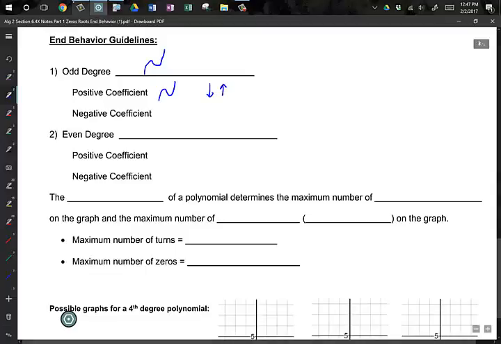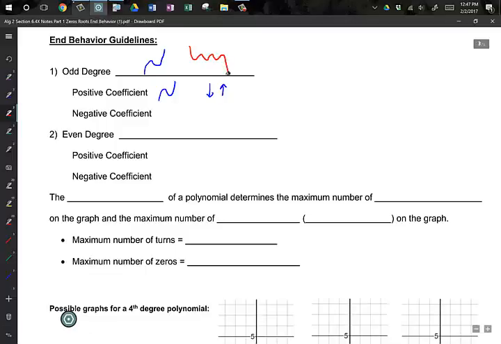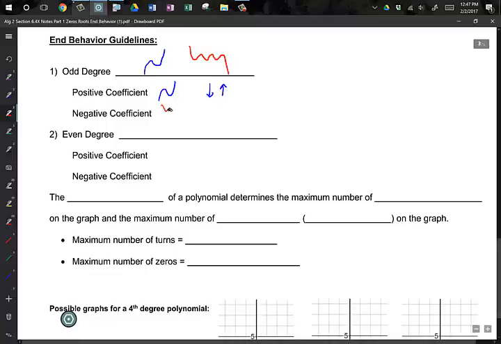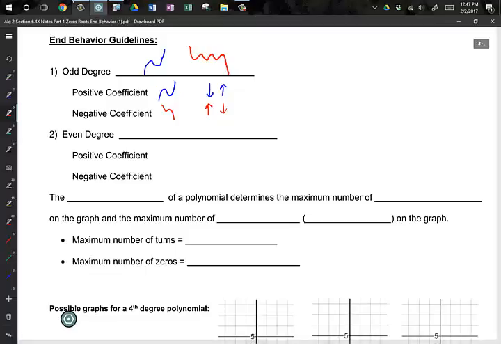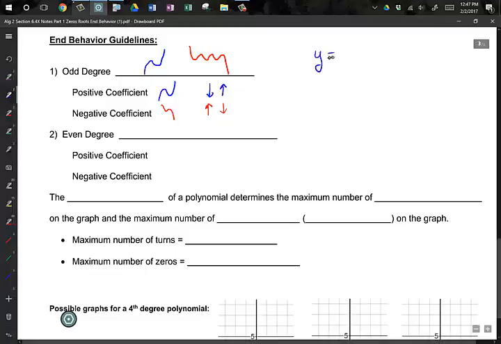If it has a negative degree, it's going to start high and end low. So start high and end low. That's if it's odd. Now, I want to give you the granddaddy of all odd functions. Y equals x. Would you all agree that it starts low and ends high?